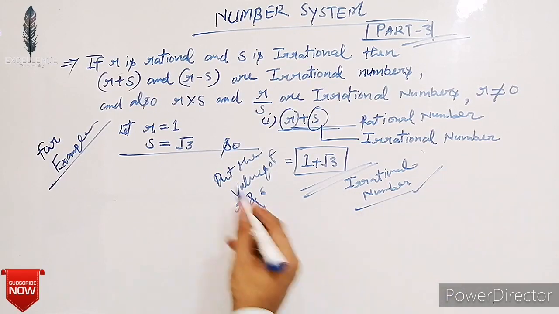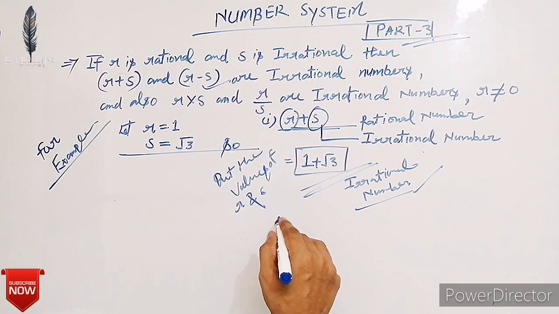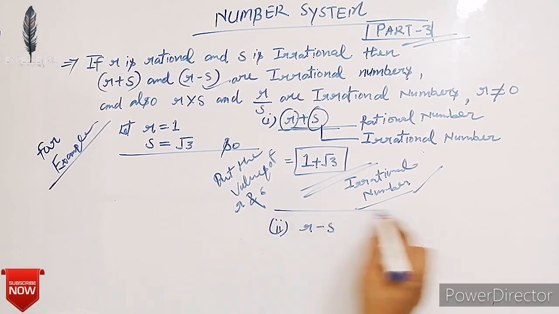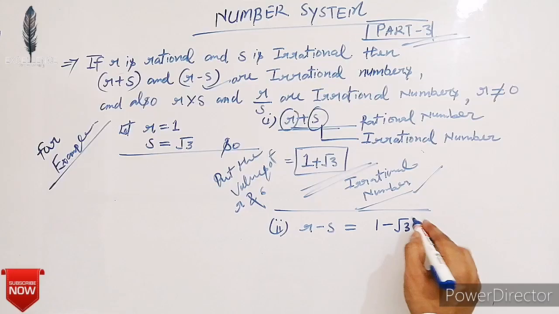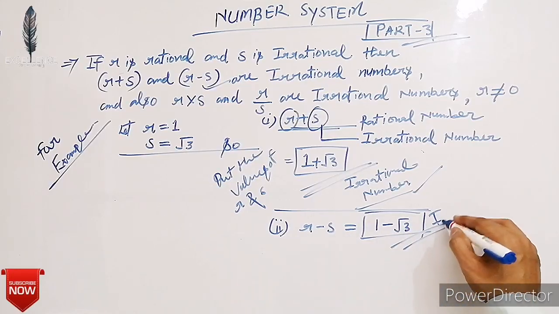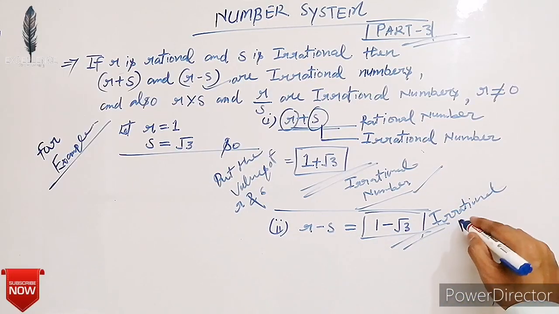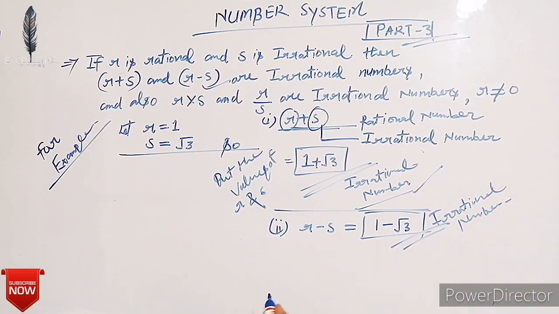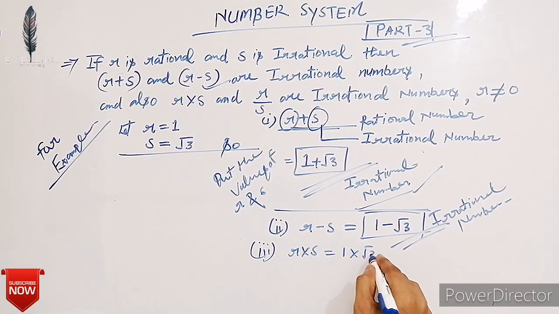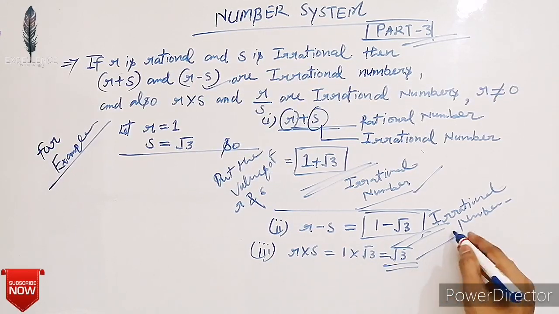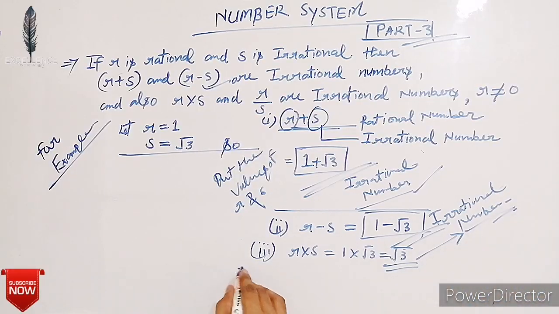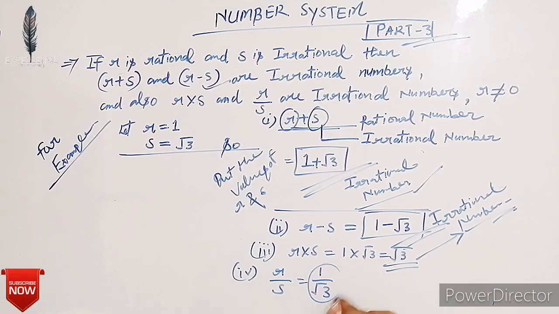Okay, now r minus s, so 1 minus under root 3. This is also an irrational number. r multiplied by s, 1 into under root 3, you know that this is also an irrational number. r divided by s, 1 upon under root 3 is also an irrational number. All of you know that.